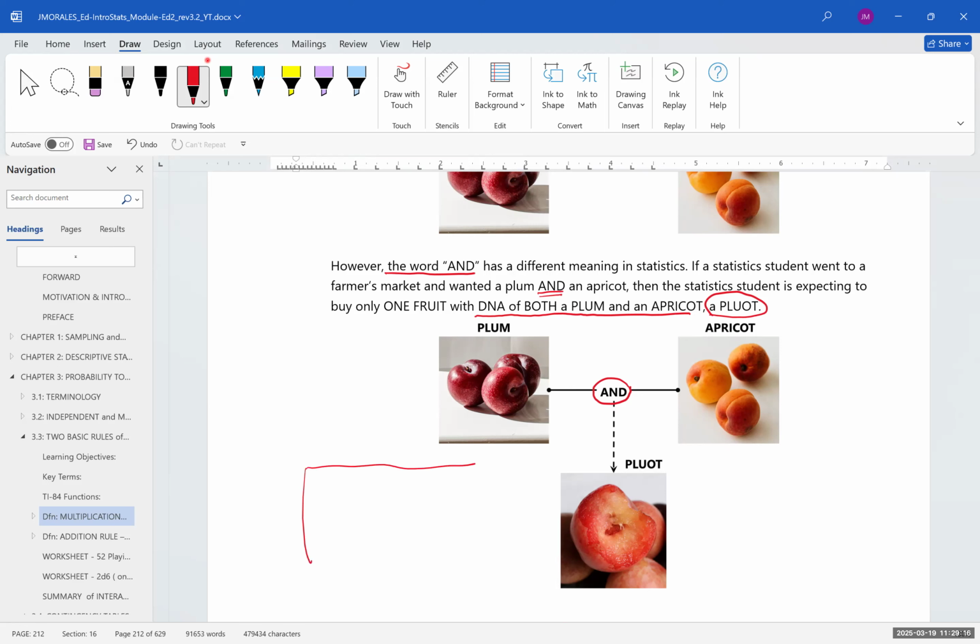If we were to think of this maybe as a Venn diagram, and here is the Venn diagram of the DNA of a plum, and here's the Venn diagram with the DNA of an apricot, then the intersection of a plum and an apricot, if I could spell, would be a pluot. Okay, the DNA from both, but where both kind of intersect.